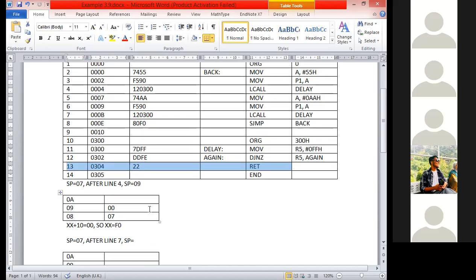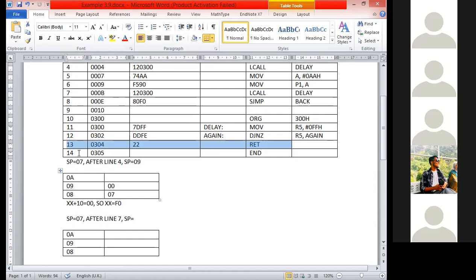Those who have not understood, try with me. Now come to line number 7, where there is the second LCALL. After the return instruction, the value of the stack pointer again becomes 07. If that is the case, after line number 7, what will be the contents of the stack? What will be in 08 and 09? Tell me. After line number 7, 0E and then 00. And what will be the value of the stack pointer? 9. Exactly, 09.